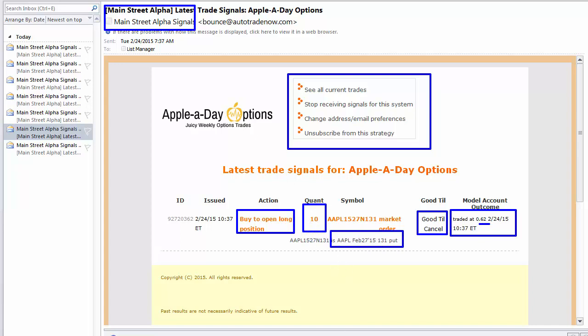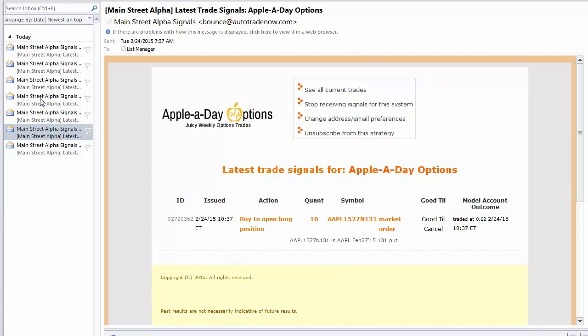All right, so let's remove that. We'll go to the next one. So we bought to open 10 long, and in this case we don't have any targets or stops in this particular email notification. That'll make more sense in just a moment.